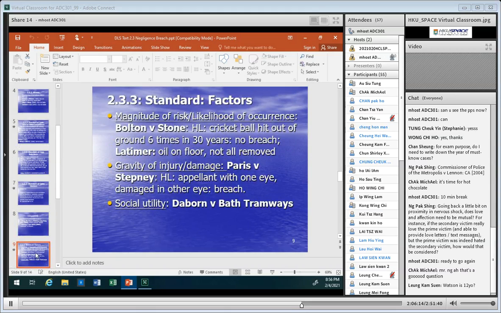So that brings us on to other factors the court might take into account in deciding whether there is a breach of the duty of care. But I think it's probably time for our second break, so I'll put that in now.